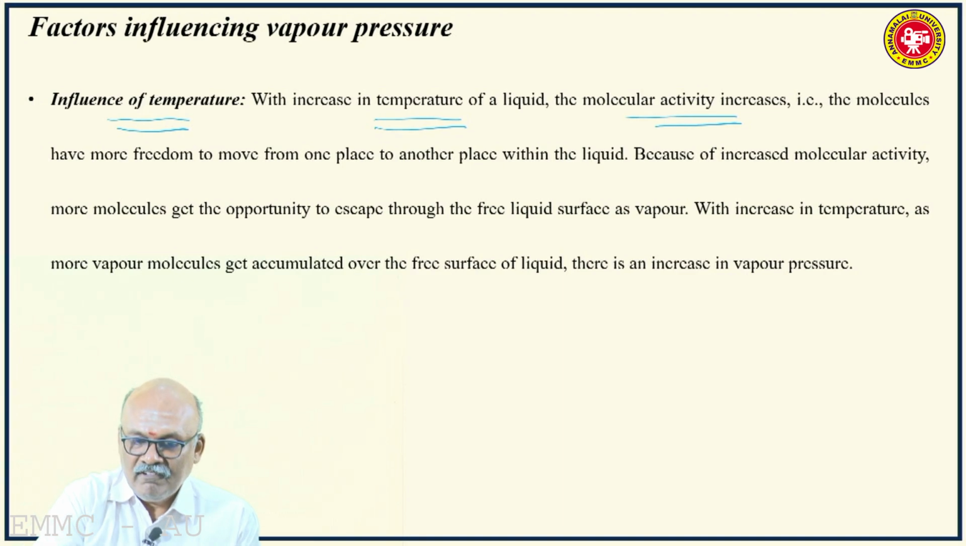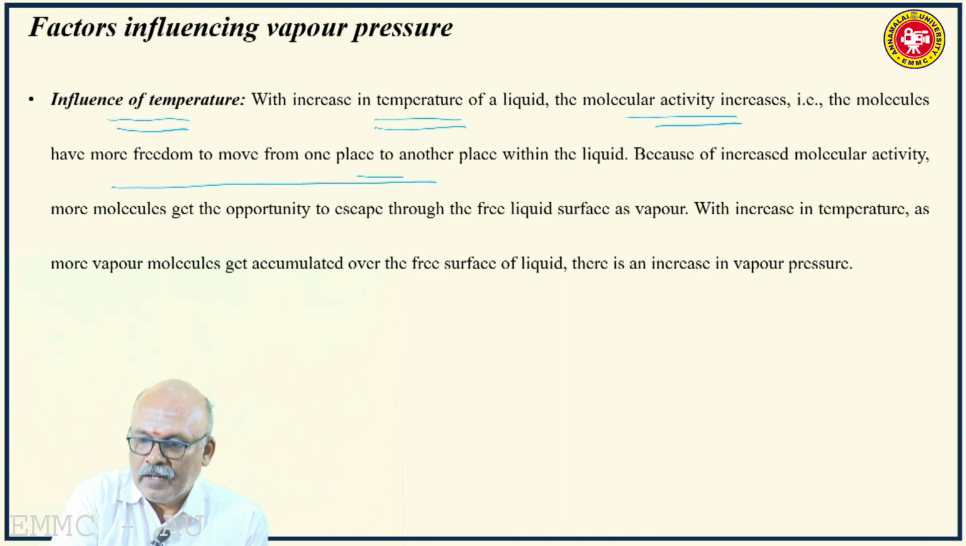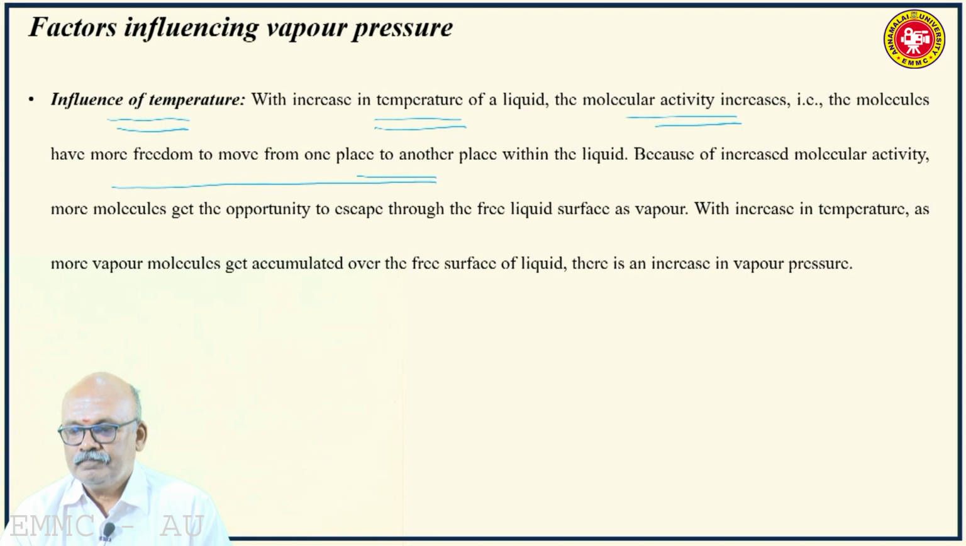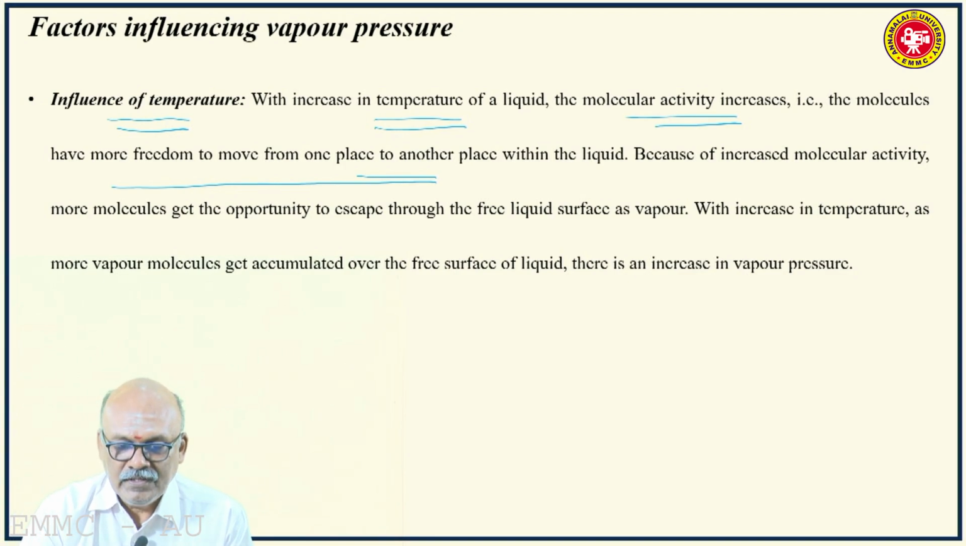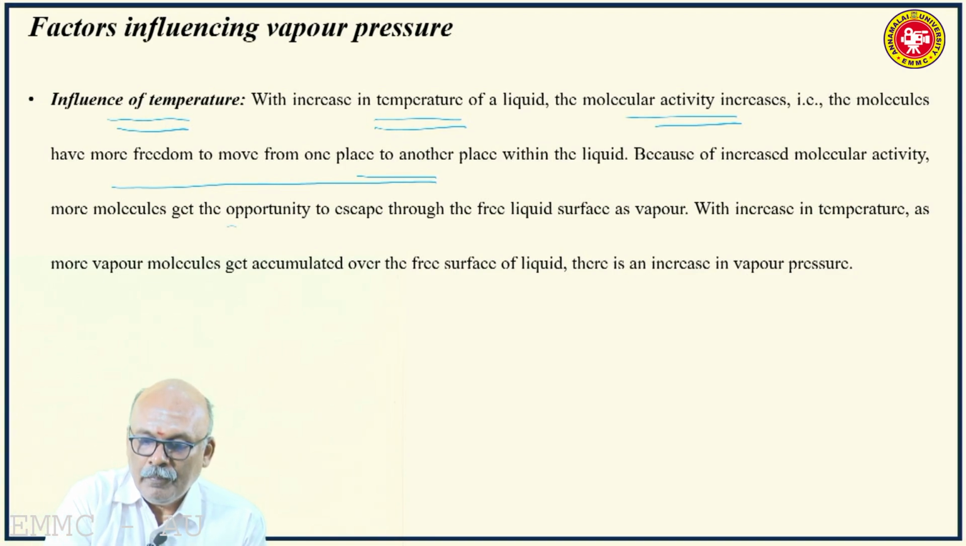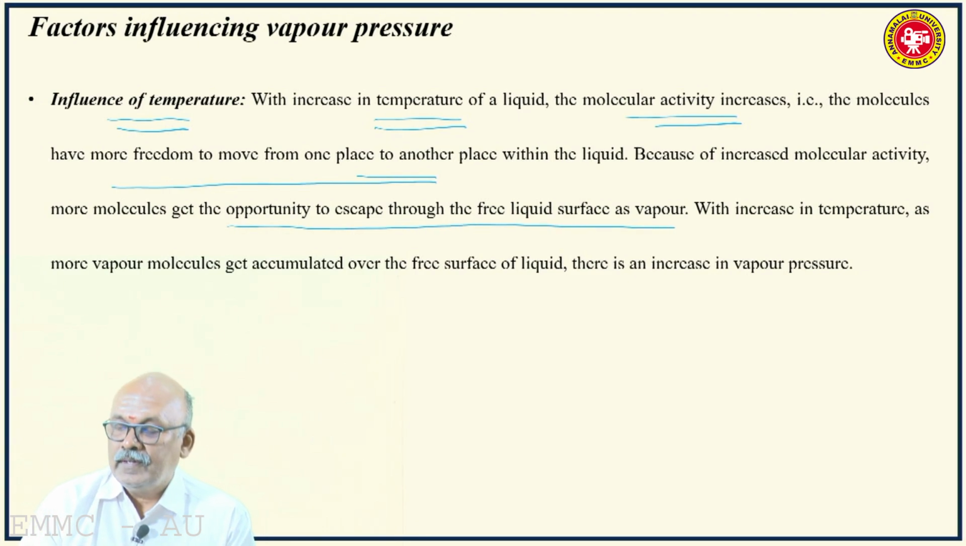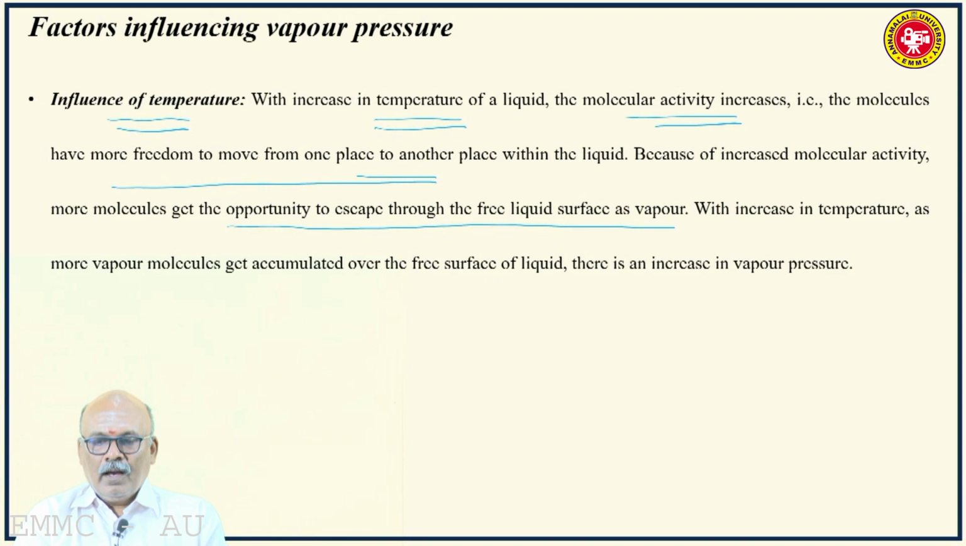That means the molecules have more freedom to move from one place to another within the liquid. And because of increased molecular activity, more molecules get the opportunity to escape through the free liquid surface as vapor. So, when you increase the temperature of the liquid, the molecular mobility increases, and because of increased molecular activity, more molecules have the tendency to escape through the free surface of the liquid, and therefore, with increase in temperature, as more and more vapor molecules get accumulated over the free surface of liquid, there is an increase in vapor pressure.